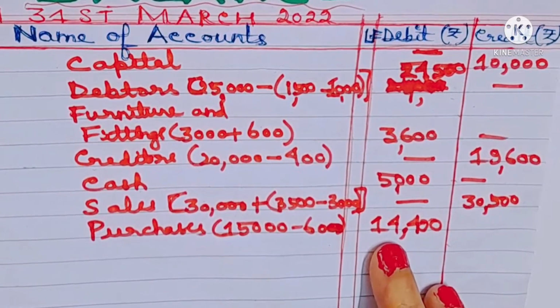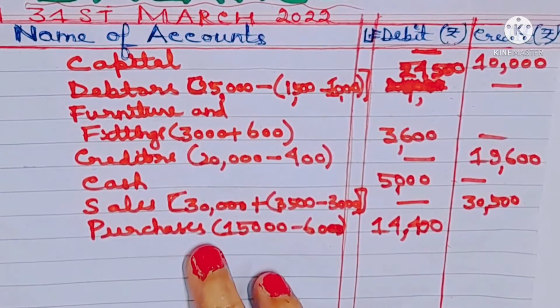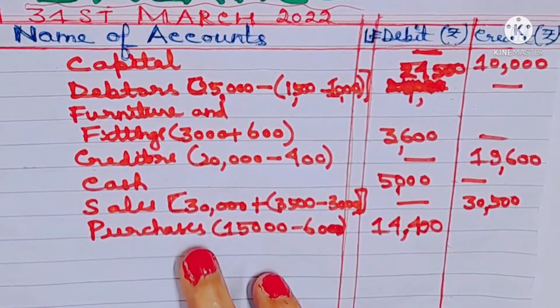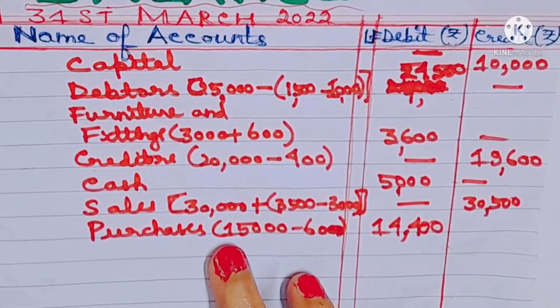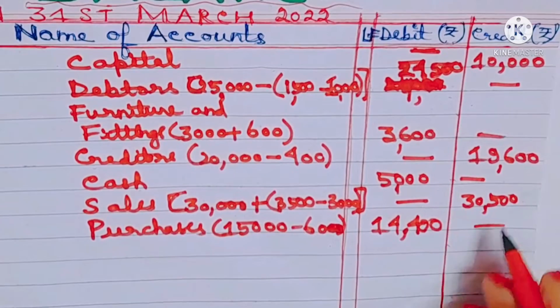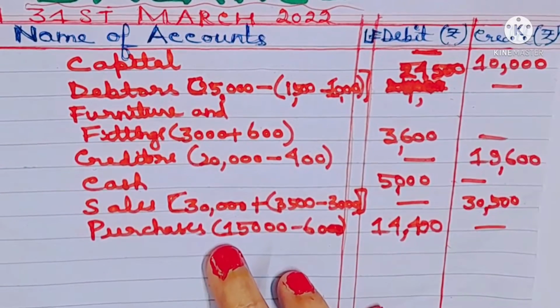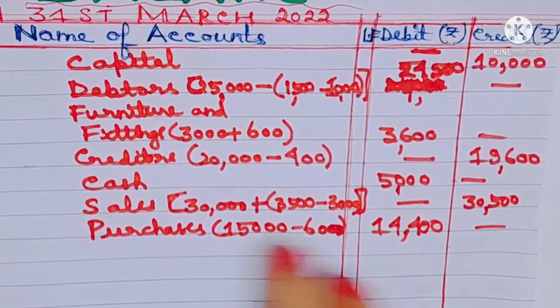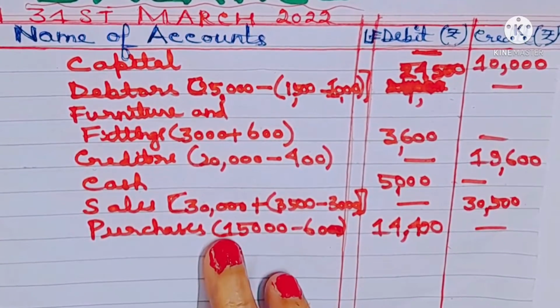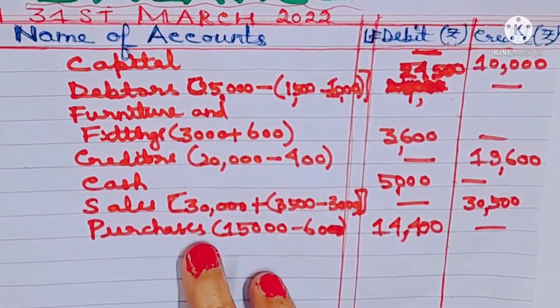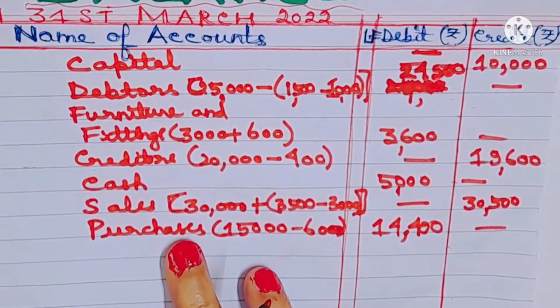Because purchases comes under real account as well as nominal account. According to real account, what comes in is debit. Here, when goods are purchased, goods come into the business. So purchases account will be debited. According to nominal account, all losses and expenses are debited. Here, when goods are purchased, cash goes out from the business. So purchases is an expense for the business. So purchases account will be debited.